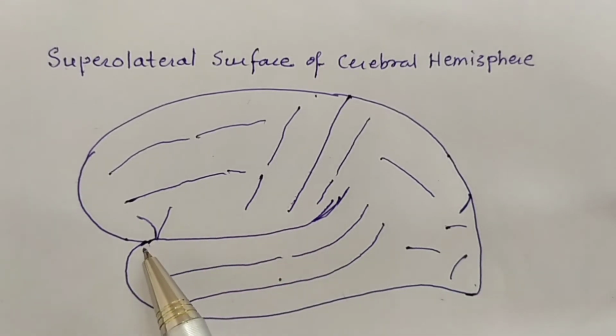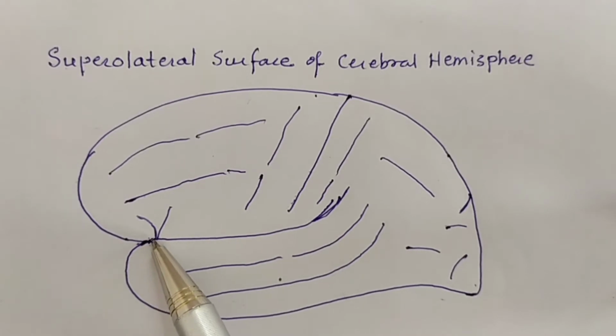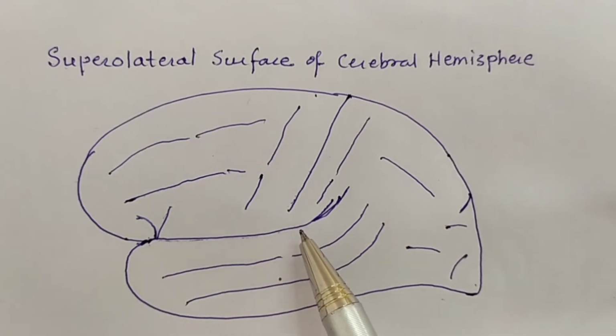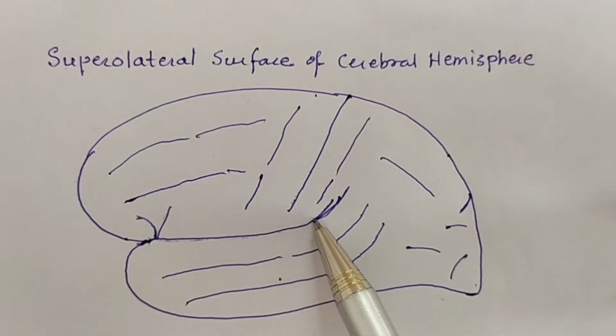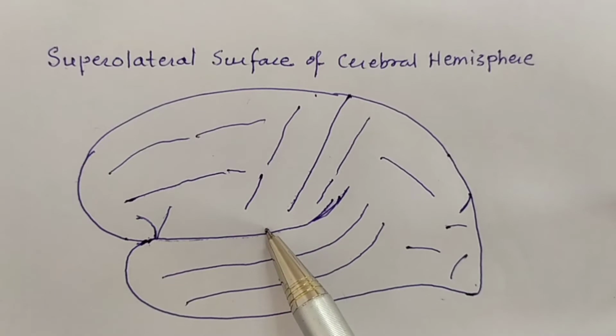The second important sulcus on this surface is the lateral sulcus. The stem of lateral sulcus begins near the anterior perforated substance, and on the superolateral surface it divides into three rami: the anterior ramus, ascending ramus, and the posterior ramus. The posterior ramus extends upward into the parietal lobe. Area below the posterior ramus of lateral sulcus is temporal lobe.